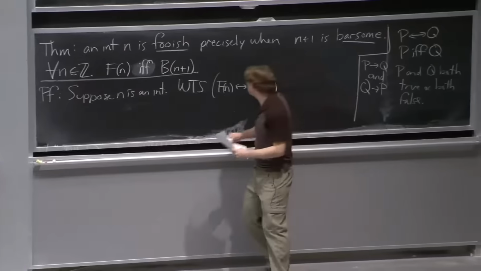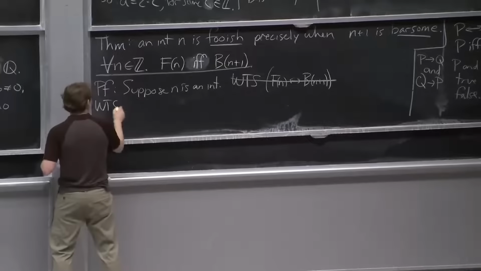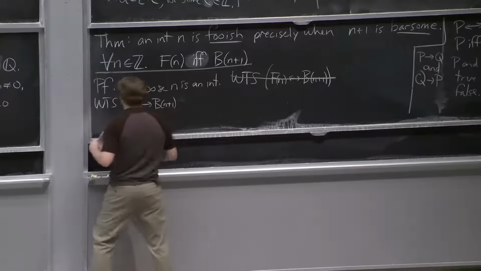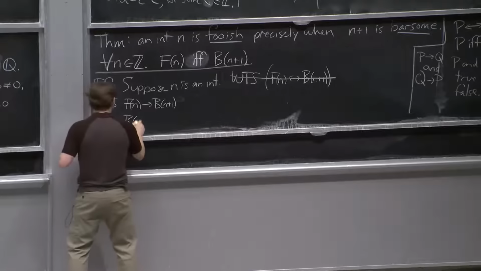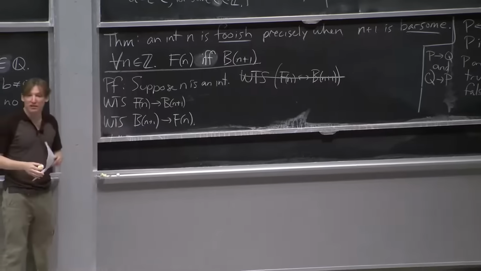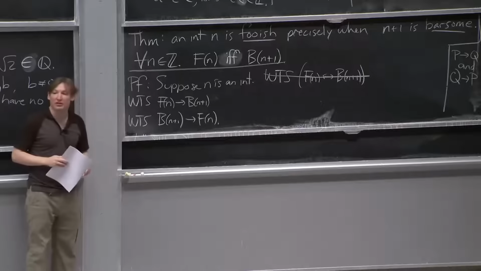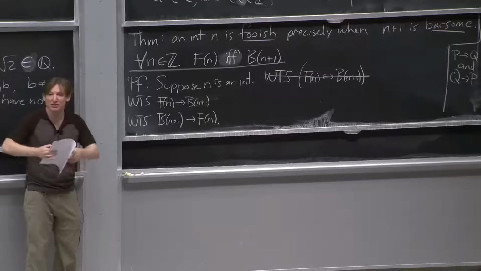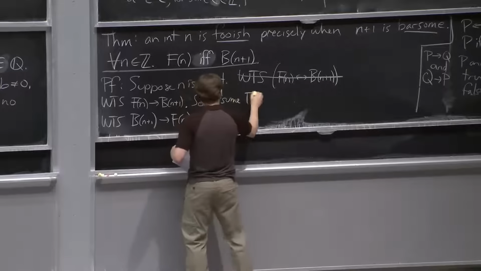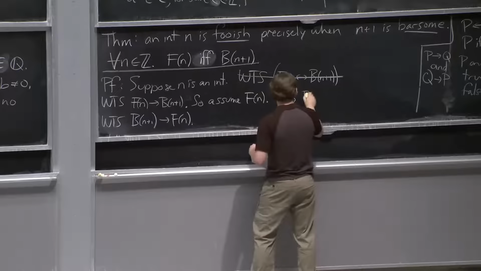Well, now we want to show an if and only if, which we know is defined like this. So really, instead of all of that, we can be a little more precise with it. We want to show that F(n) implies B(n plus 1), and that B(n plus 1) implies F(n). And once we've done both of those tasks, we will have proved the if and only if. OK, well, now we're trying to prove implications. We know how to prove implications. Let's use a direct method for each of these. So assume F(n) is true. Now we want to show B(n plus 1).